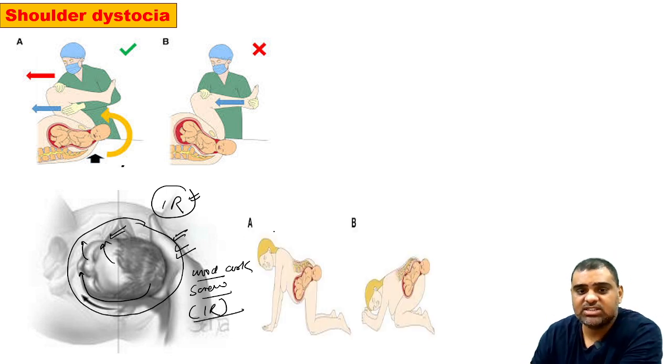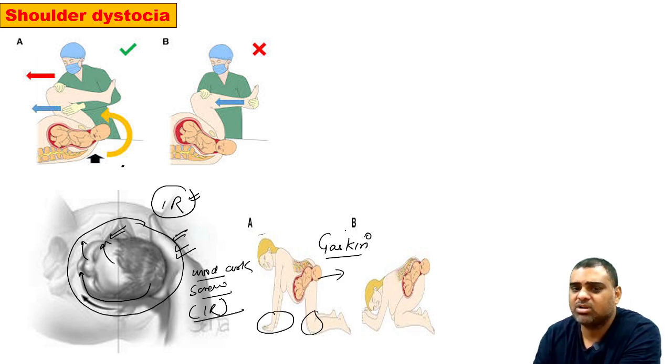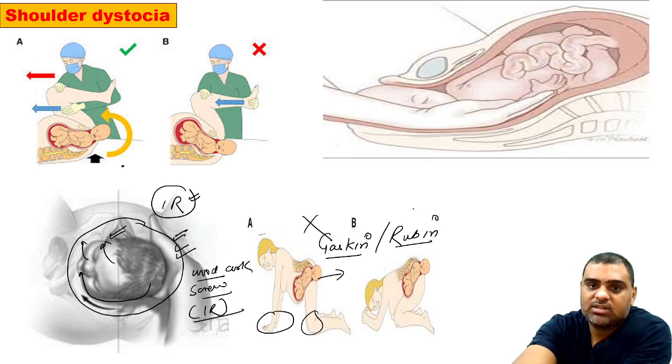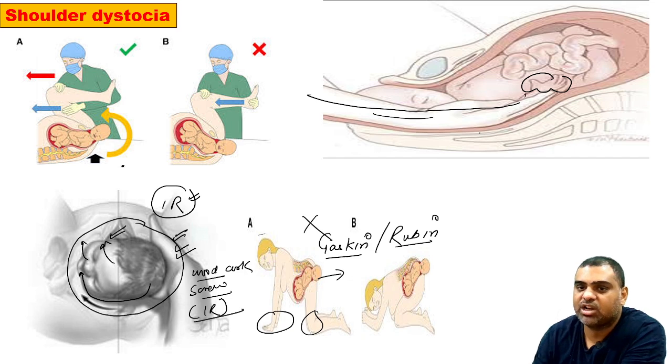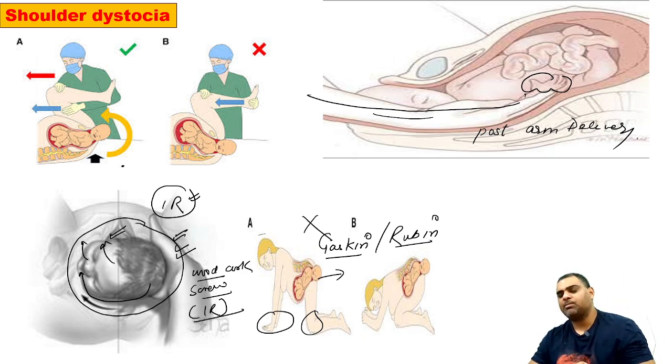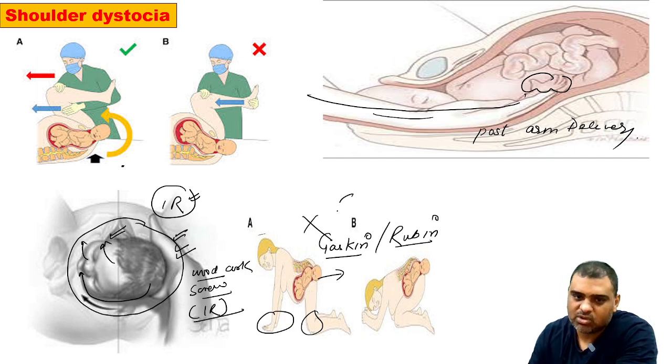What is this? This is Gaskin maneuver. This is not used. The lady is on her hands and knees and then you try to take the baby out. This is not used. Similarly, Rubin maneuver is also not used. And this is the posterior arm of the baby, and the obstetrician is trying to deliver the posterior arm. So this is posterior arm delivery. So you have to understand, first is the McRoberts maneuver, then posterior arm delivery. If that doesn't work, internal rotation maneuvers like Wood's corkscrew maneuver. And then there are two maneuvers which are not used, Gaskin and Rubin.